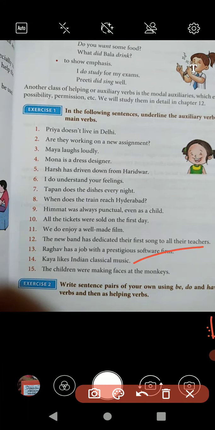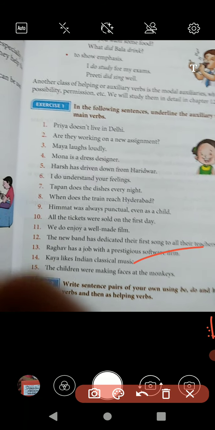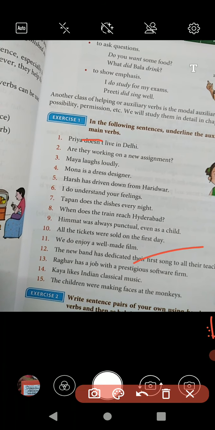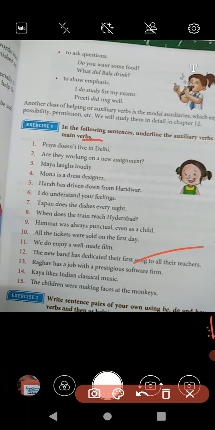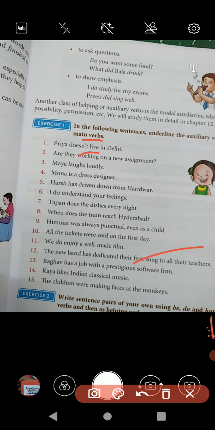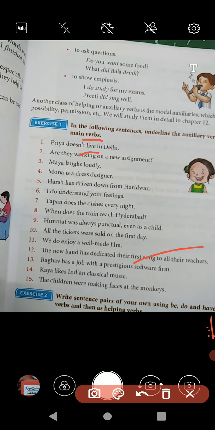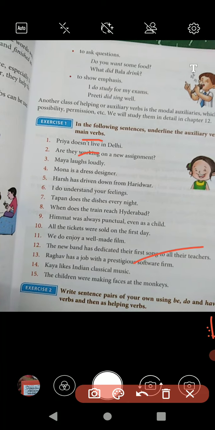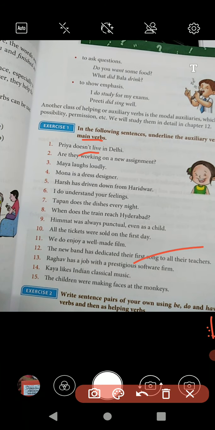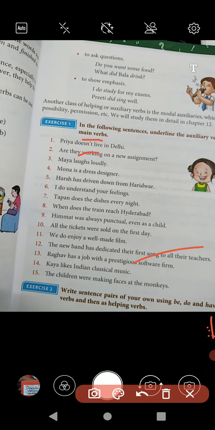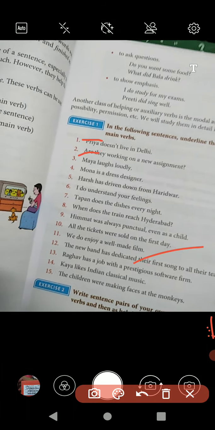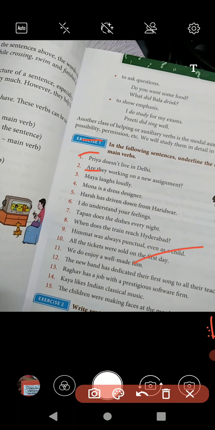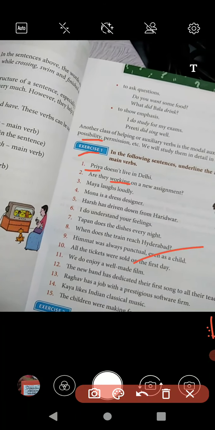So in this sentence, doesn't is the auxiliary verb, and the next one, live is the main verb. Okay. Now look at the second sentence. Are they working on a new assignment? So in this sentence, are is the auxiliary verb and working is the main verb.